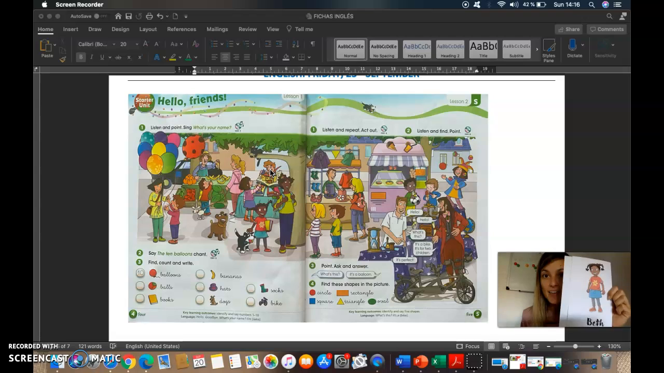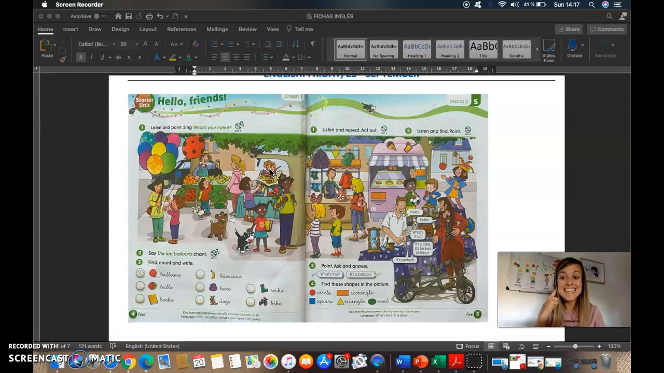This is Beth. Can you say hello to Beth? Hello, Beth! And the fourth character, this is Toby, the pet of Beth, well, of all of them. Toby, can you say hello to Toby? Hello, Toby! Okay, so here we have our four characters. I'm gonna put them on my whiteboard. Great!